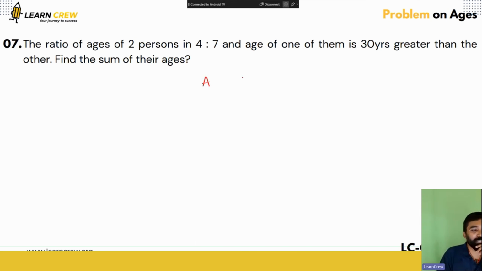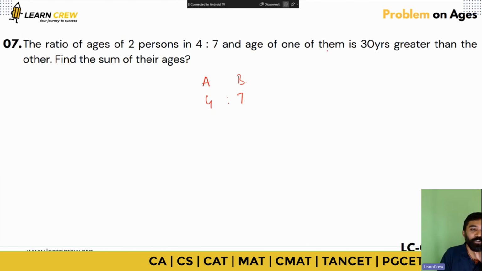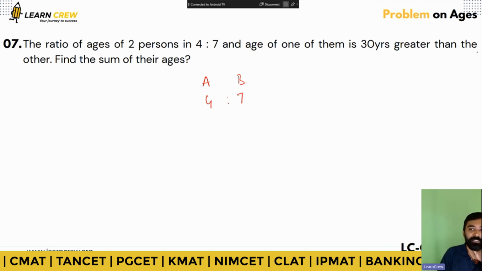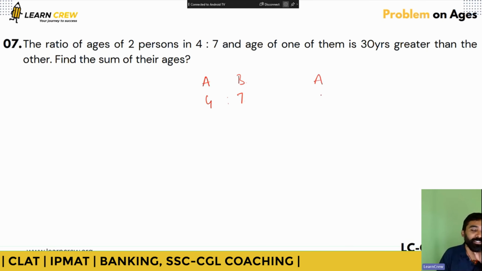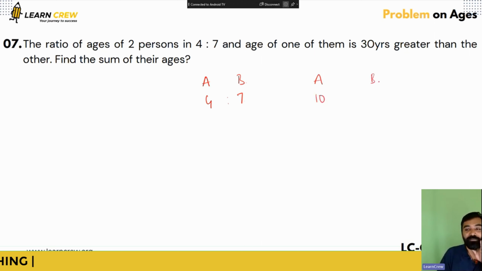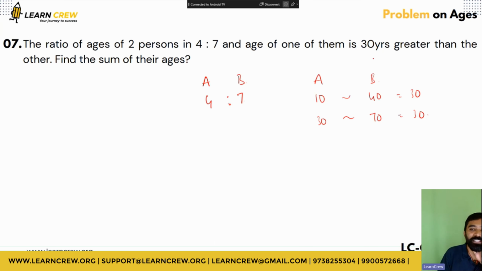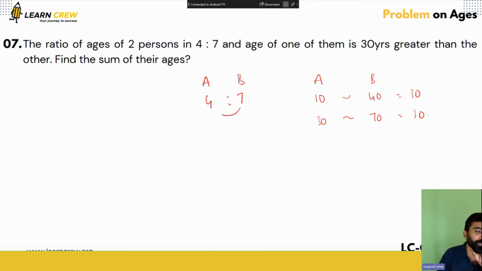Okay, there are two people, A and B, and their ratio is 4:7. And age of one of them is 30 years greater than the other. Example, if A's age is 10, what will be B's age? 40. If A's age is 30, what will be B's age? 70. So it means the difference between them should be equal to 30. Yes or no? Yes. If the difference between them should be equal to 30, what's the difference between the ratios? 3R is equal to 30. So single R equal to 10 years.